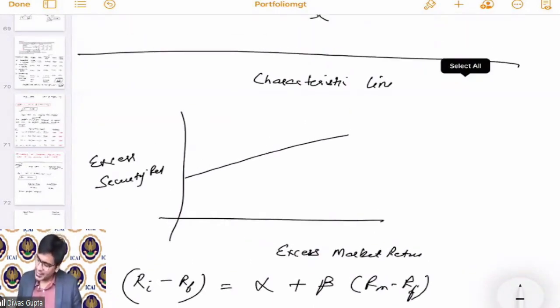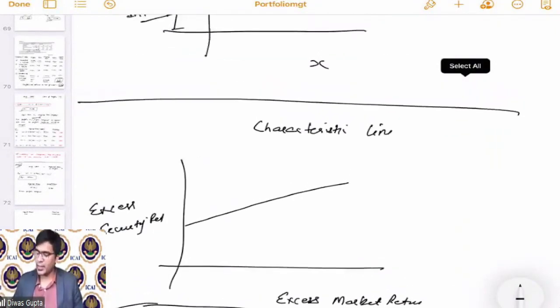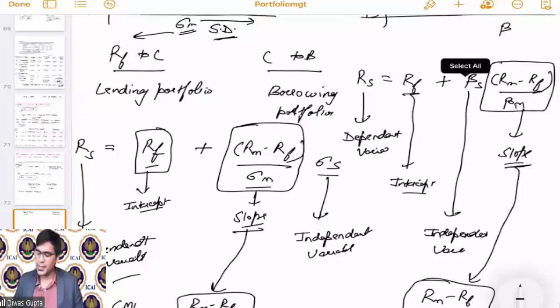So this is the excess market return and excess security return. Alpha and beta are the same that we have studied in the Sharpe's index model. This characteristic line we have also already solved a question on, but this is what the equation looks like. You can note it for theoretical as well as practical purposes. With this, all the concepts come to an end.